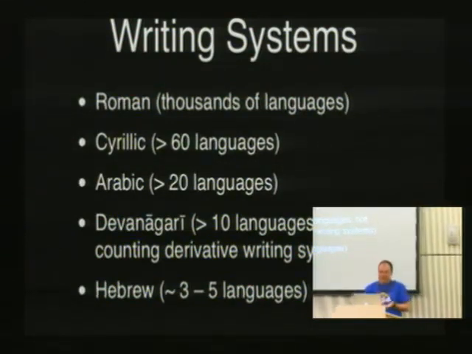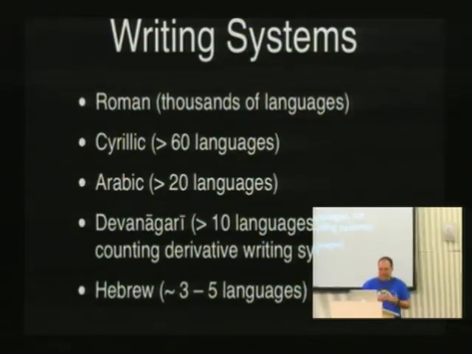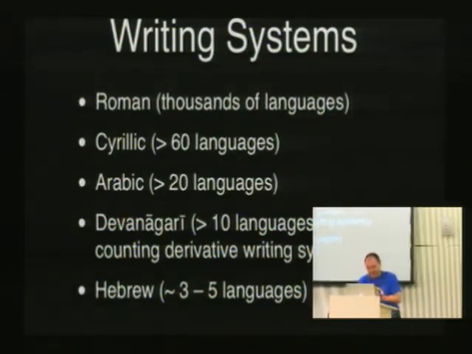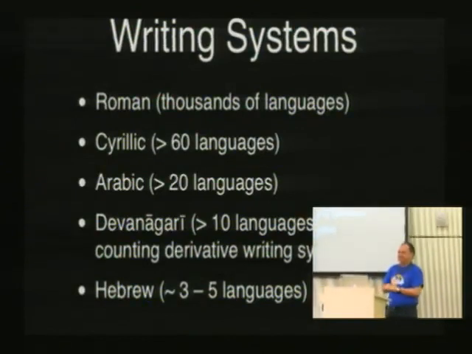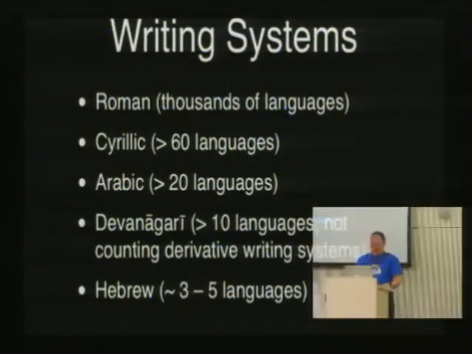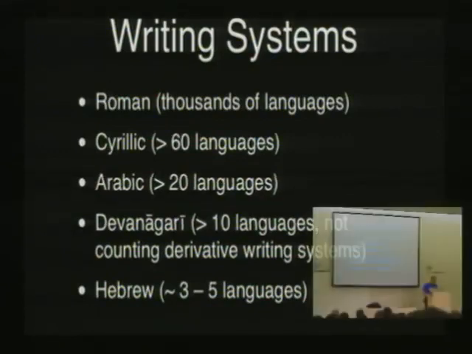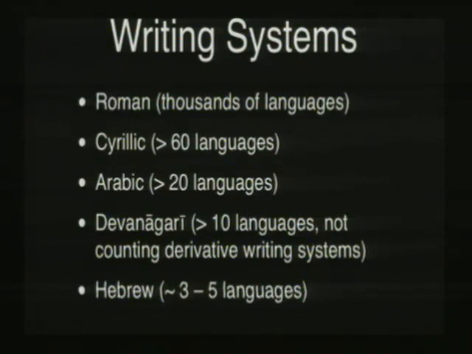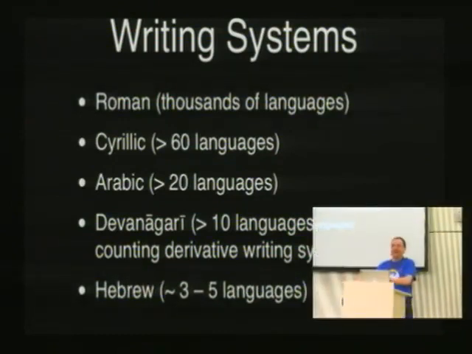With Arabic, it's even better. With Devanagari script, I will show to you what that is later, it's only more than 10 languages that use that script. With Hebrew script, it's even less. And if it is another script, let's say Armenian script or Georgian script, well, there's just one language. So if you see the script, the writing system, you know what language it is.